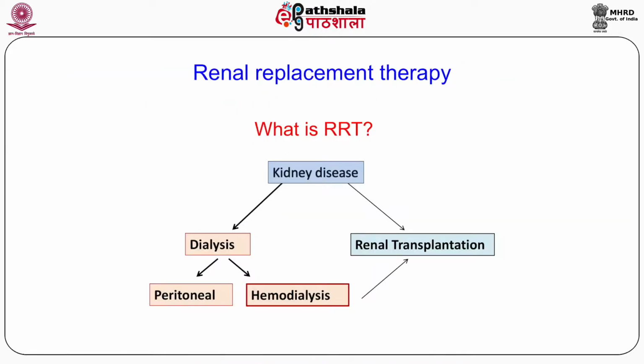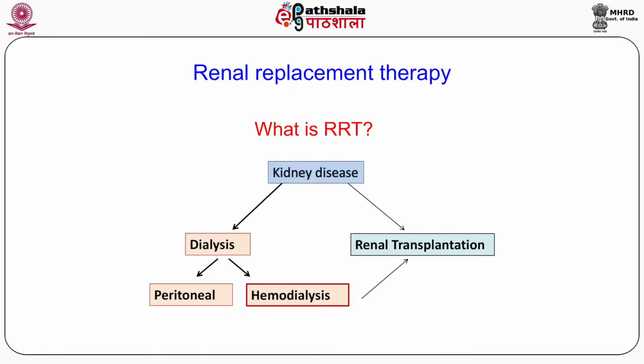Renal replacement therapy basically involves two modalities. One is the process of dialysis and the other is the process of renal transplantation. Renal transplantation is the most preferred treatment modality for chronic kidney disease patients, but because of feasibility issues and the availability of donors for kidneys, this process is not so widely used. So what we have is the process of dialysis.